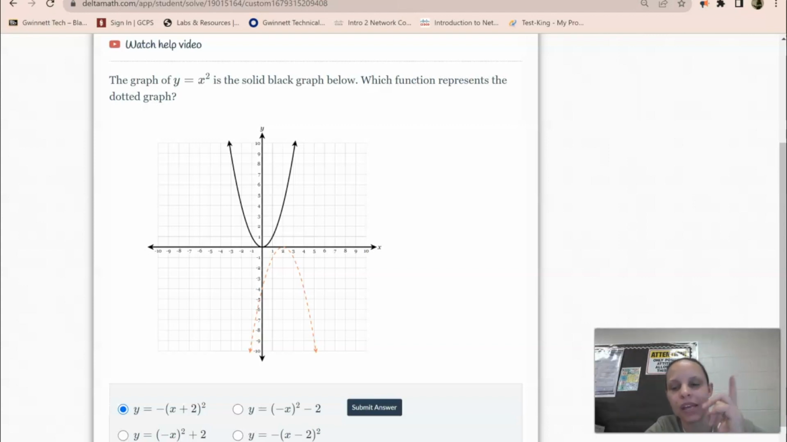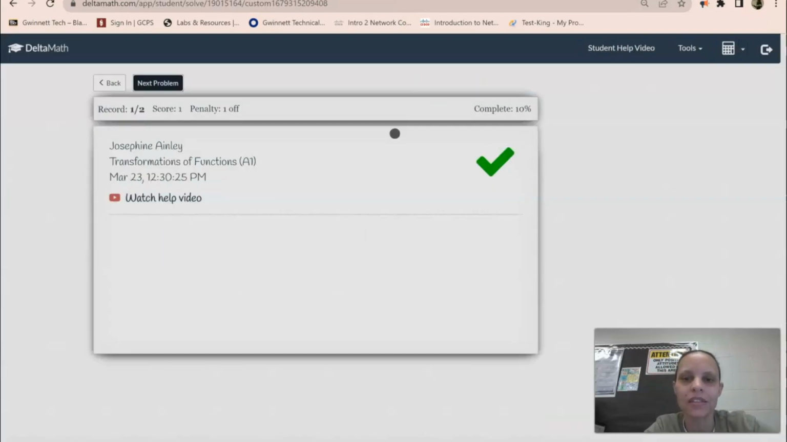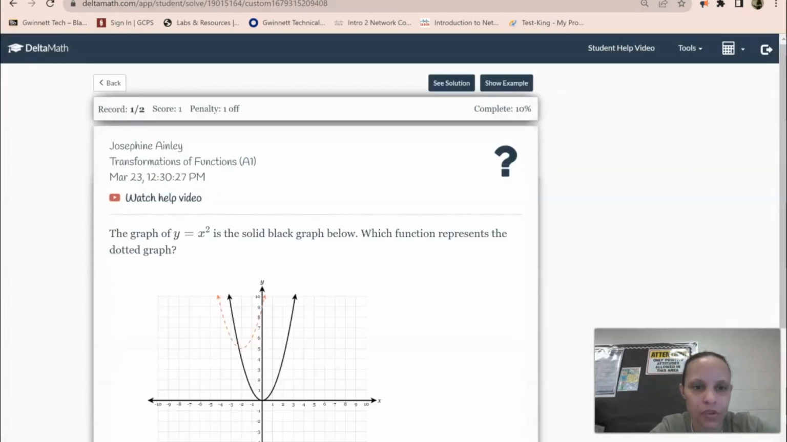So remember, inside is x and opposite. So I would think right 2 would be plus 2, but because it's opposite of what I think, instead of plus 2, it's really minus 2. Okay, and that's the process. So let me do another example.